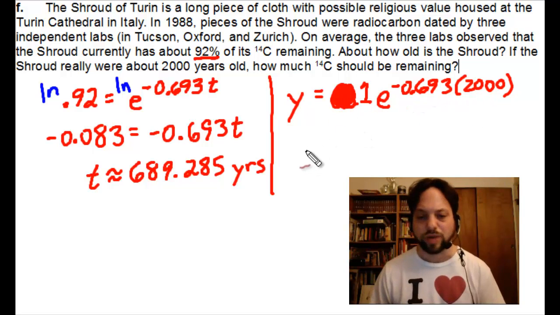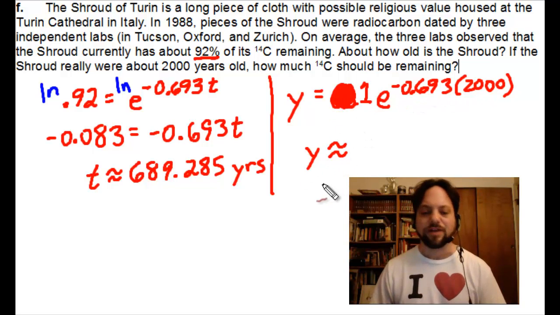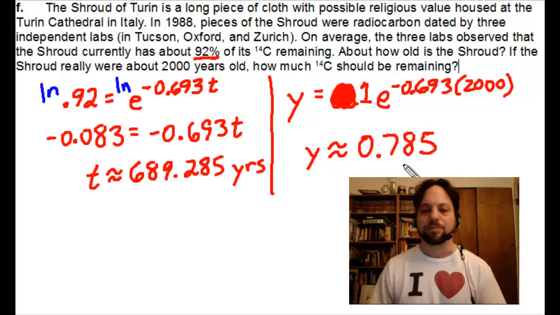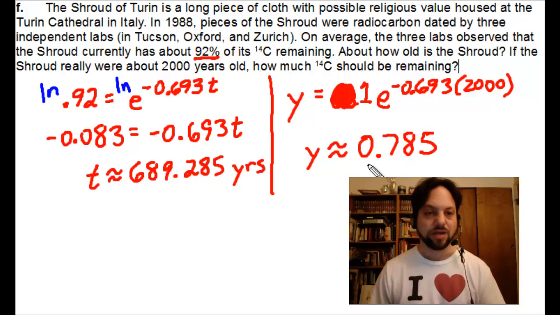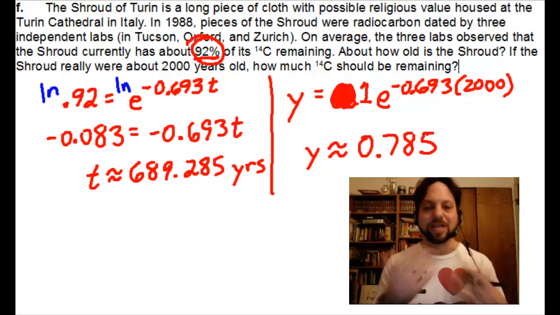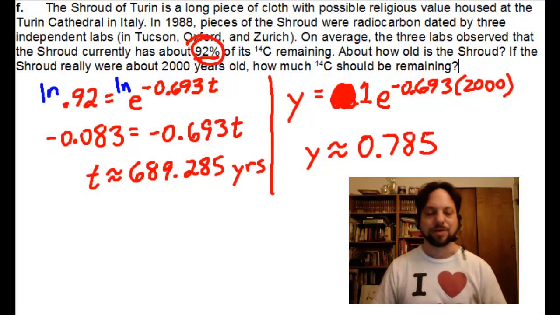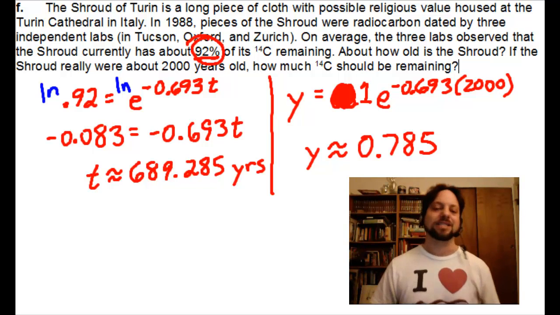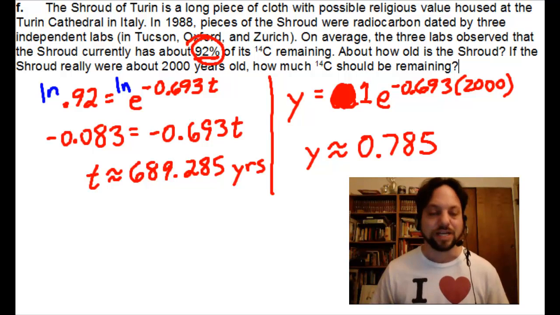There's really nothing for me to show you here. I just ran this right through my calculator. And what I found out is that after 2,000 years, the shroud should contain about 79% of its carbon-14. But what we found is that there's actually 92% remaining, and so again, we run into that dilemma. Of course, I'm not trying to make any religious claims or go against any religious claims, but it is interesting to see how math is involved in history, archaeology, paleontology, and so on.